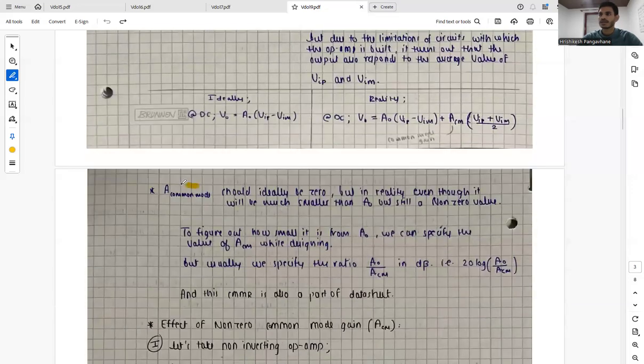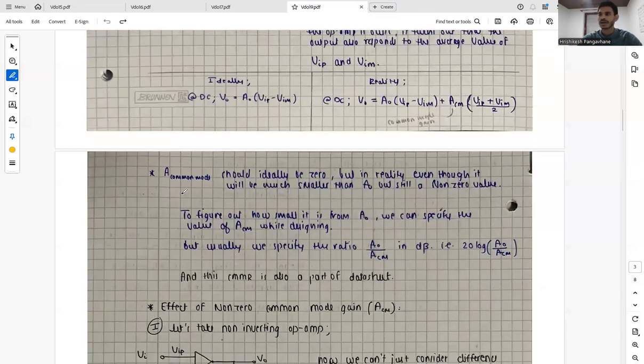And we say that ACM, which is the common mode gain, should ideally be 0, but in reality, even though it will be much smaller than A naught, it is still a non-zero value and we should consider it. To figure out how small it is compared to A naught, we can specify the value of ACM while designing. But usually we specify the ratio of A naught to ACM in decibels, for example, 20 log (A naught by ACM). This ratio is called the common mode rejection ratio, and it is also a part of the datasheet.